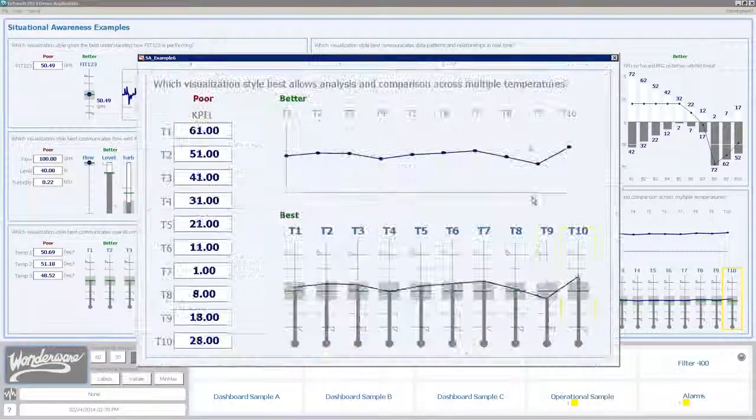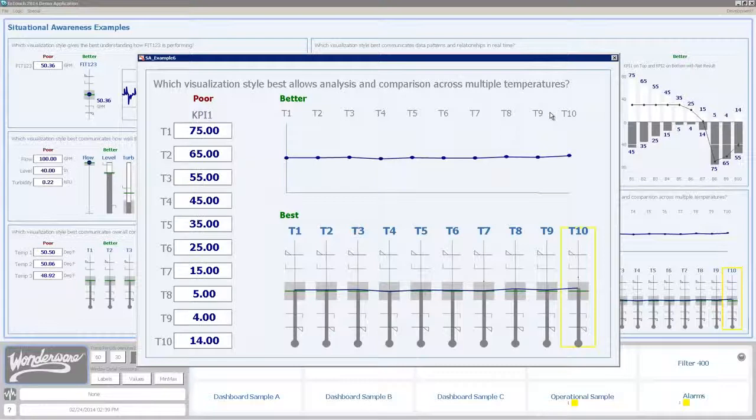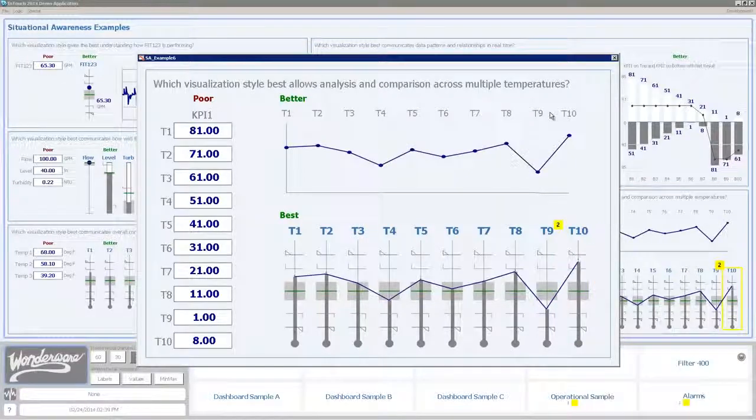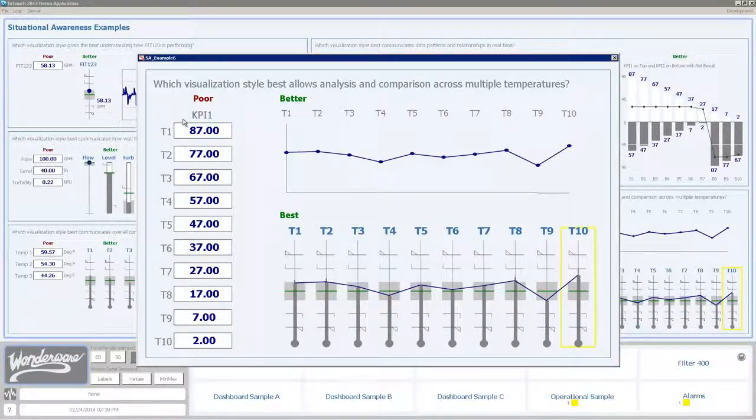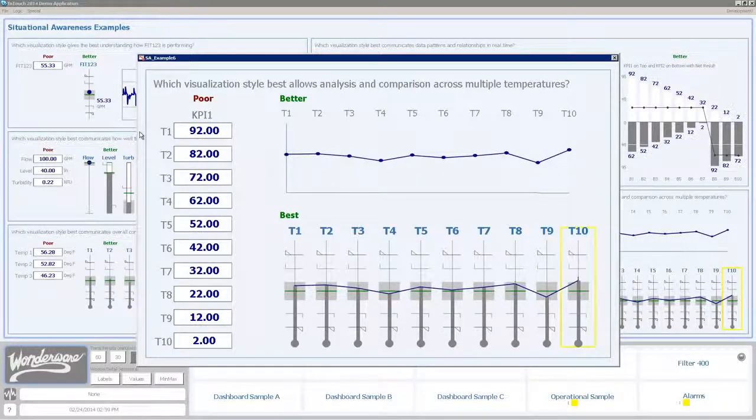And my last example that we're going to show here today, I'm showing multiple temperatures around a vessel. So I've got 10 temperatures around this vessel, and I'm trying to understand if there's anything that's deviating. Showing numeric values requires you to inspect each individual number and understand what they are in relationship to the others. It's a really slow and error-prone process.